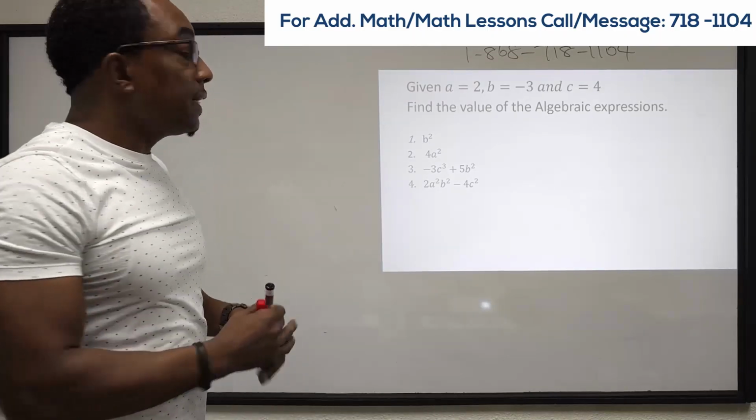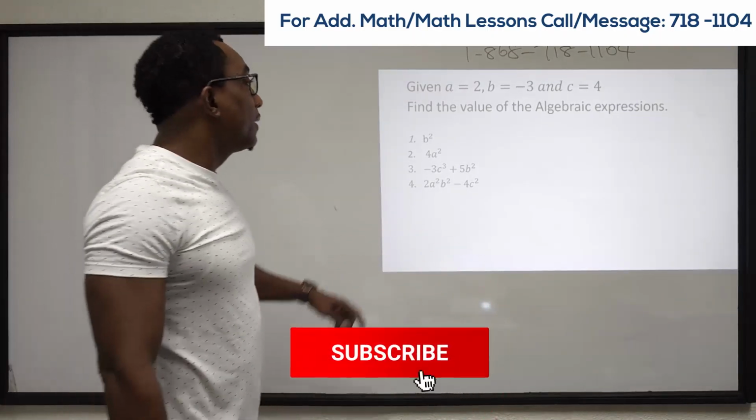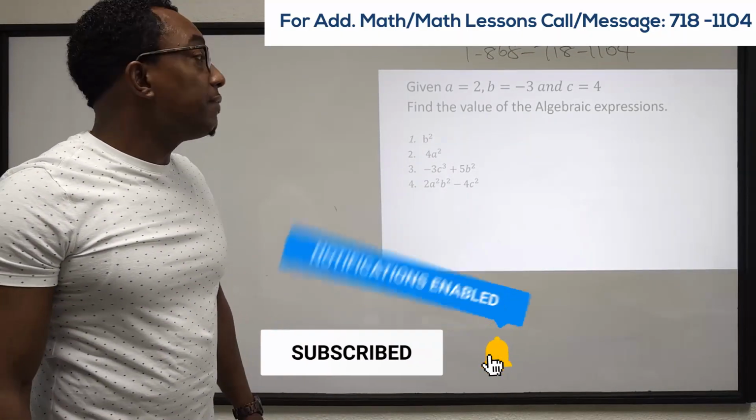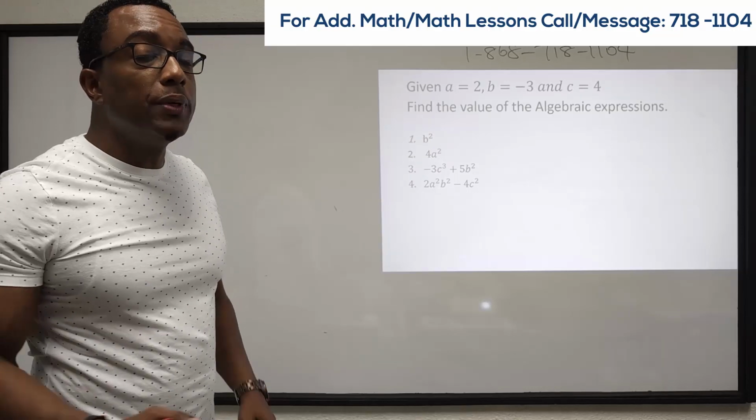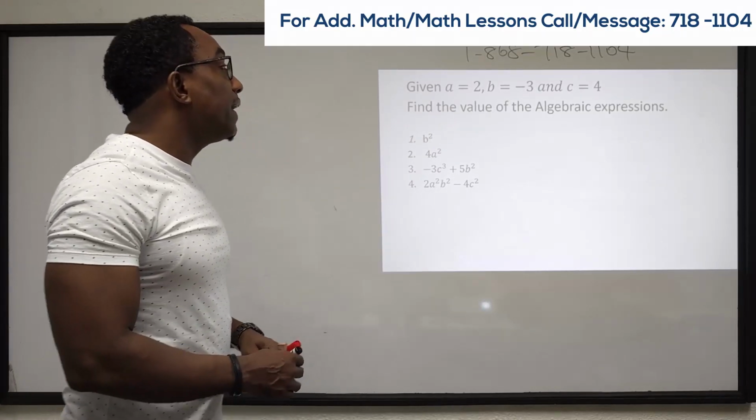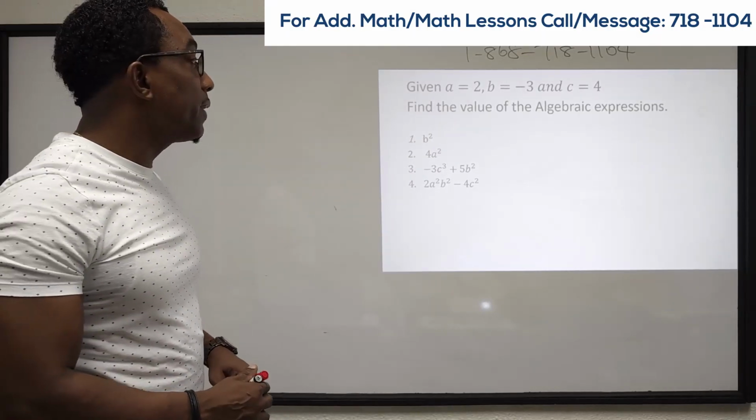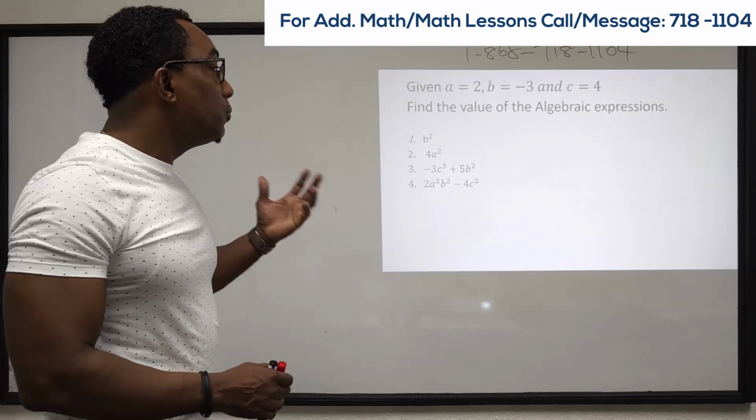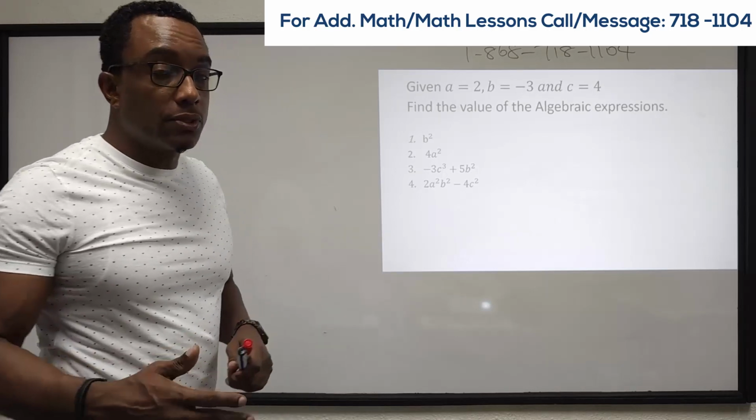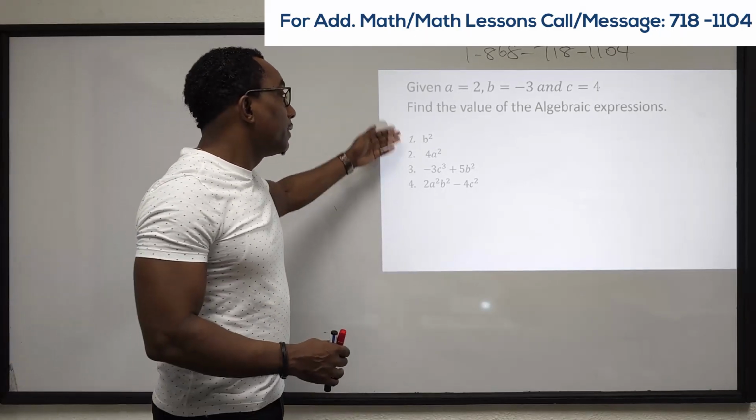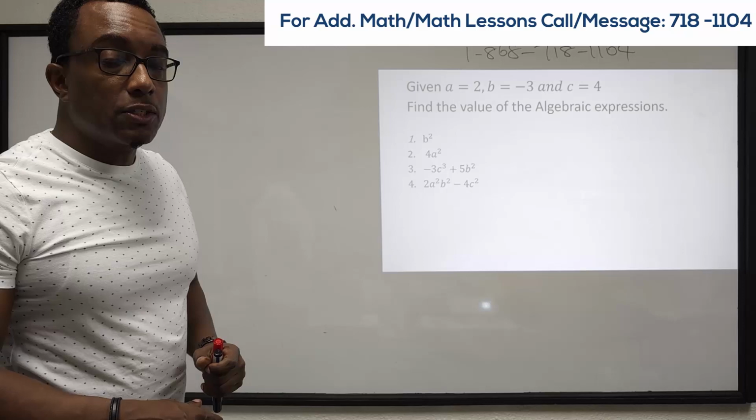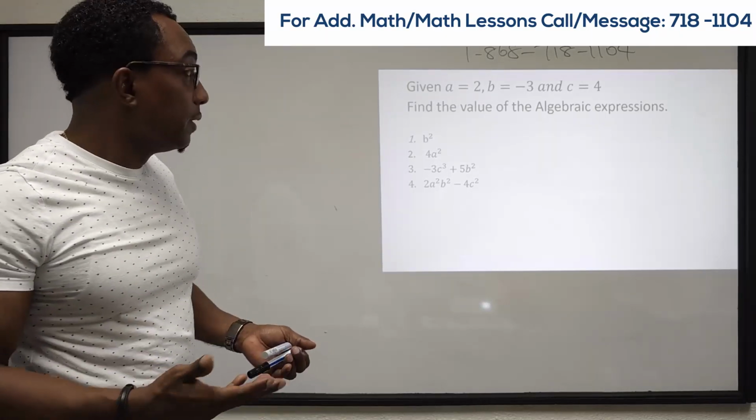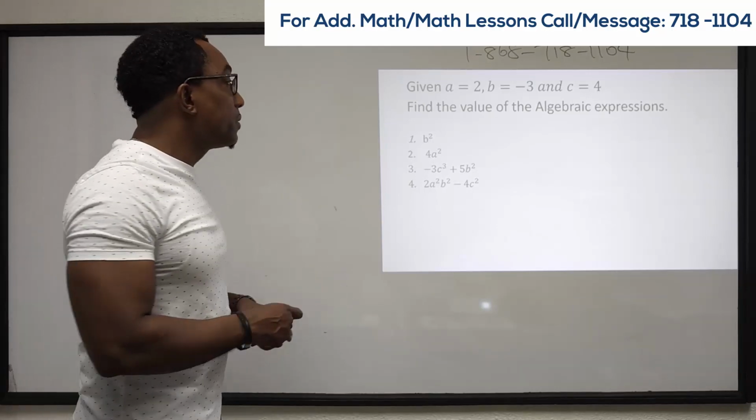So some important examples. In this case, we're looking at variables raised to powers. So if you have a variable raised to a power, how do we treat with such? So we want to find values of b squared, 4a squared, negative 3c cubed, plus 5b squared, and 2a squared, b squared minus 4c squared. So how we need to find the value for those algebraic expressions given that the variables are raised to powers more than 1. So simple substitutions.